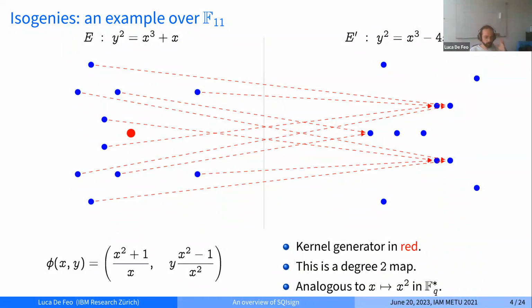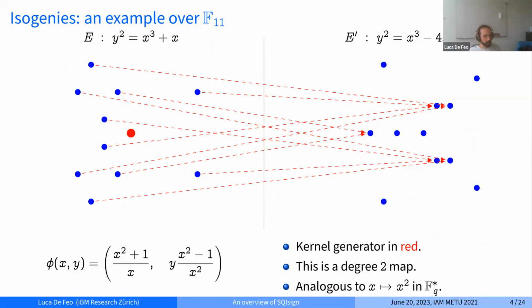The only kernel point other than the point at infinity, of course, is the point that is pictured in red on the left, and that's the point of x coordinate equal to 0. So it's the point that has x coordinate equal to 0. And this point is thus mapped to the point at infinity on the right.